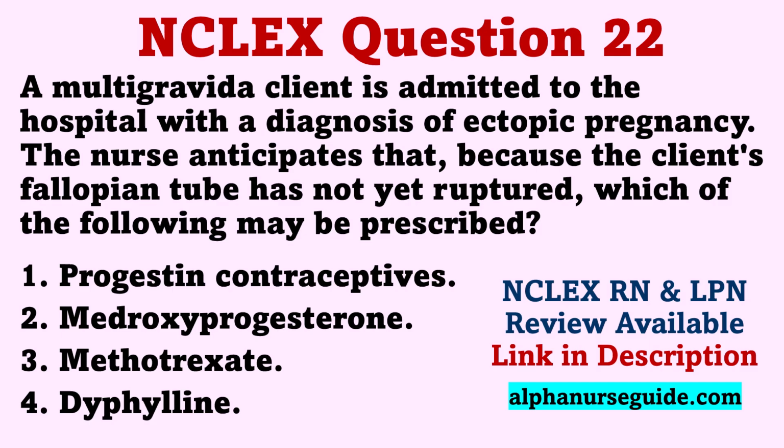The correct answer is 3. Because the fallopian tube has not yet ruptured, methotrexate may be given, followed by leucovorin. This chemotherapeutic agent attacks the fast-growing zygote and trophoblast cells. RU-486 is also effective. A hysterosalpingogram is usually performed after chemotherapy to determine whether the tube is still patent. Progestin-only contraceptives and medroxyprogesterone are ineffective in clearing the fallopian tube. Diphyline is a bronchodilator and is not used.